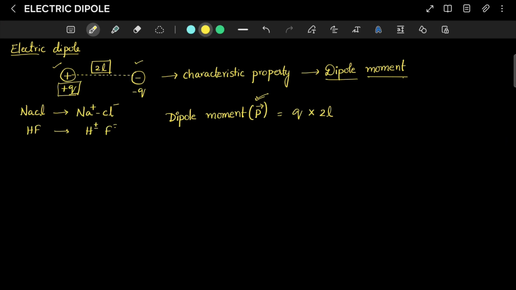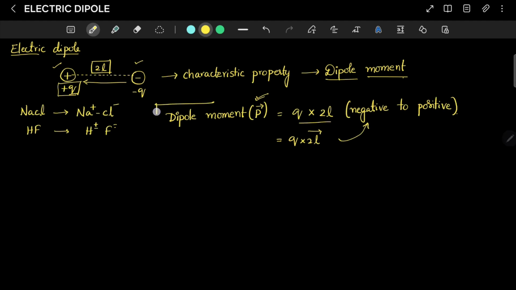Vector quantity means it has both magnitude and direction. The magnitude is Q into 2L, and the direction is from the negative charge to the positive charge. What is the direction, my dear? Negative to positive. Sometimes this can also be written as Q into 2L vector, where the vector direction is from the negative to the positive charge. Is that okay? So what is the formula for dipole moment? It is the charge multiplied by 2L. It is a vector quantity.